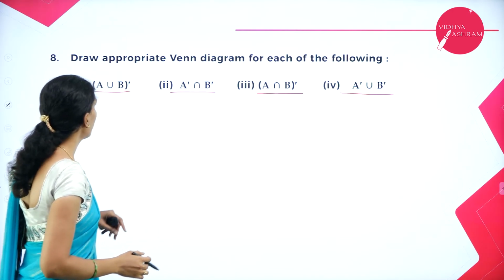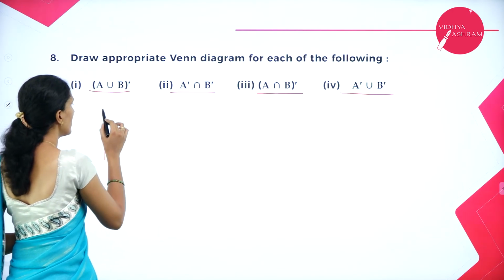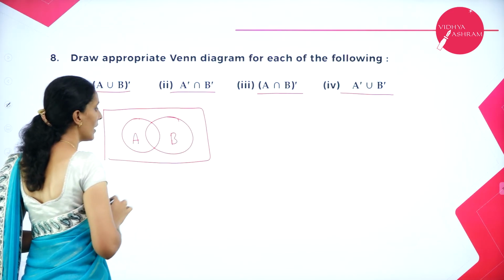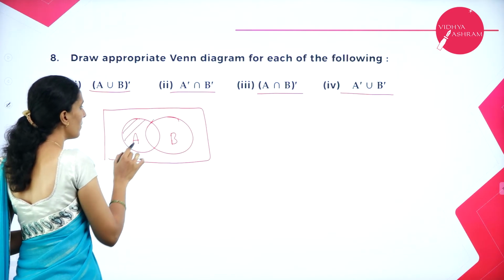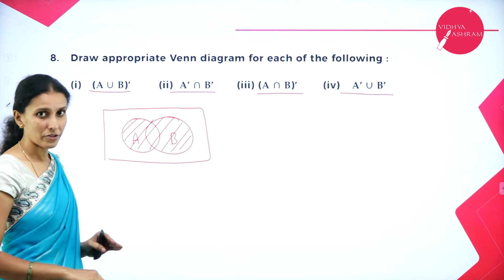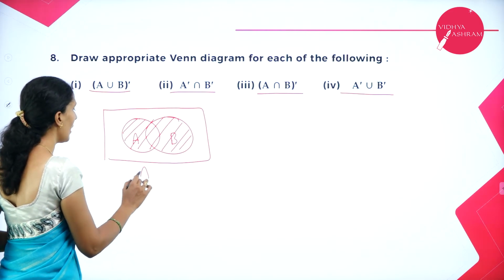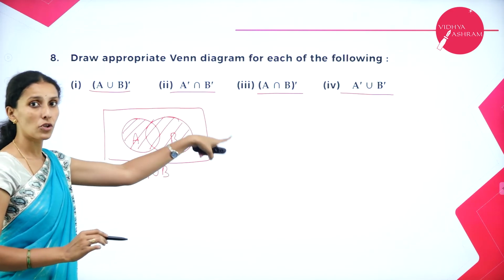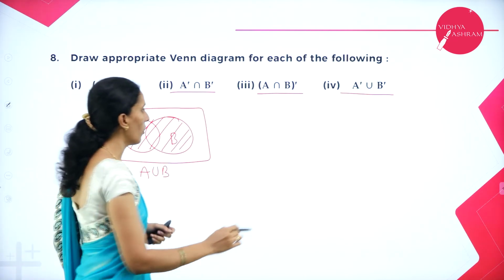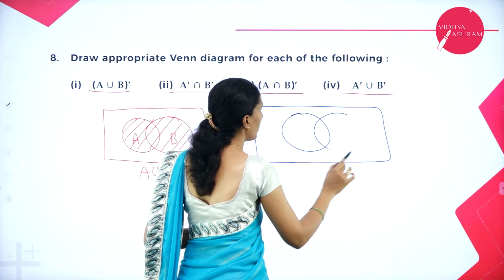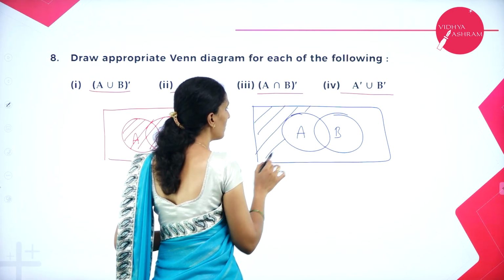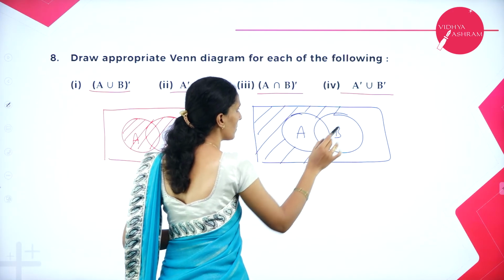So I'll draw for A union B. So this is your A union B. If this is your set A and this is your set B, A union B means all the elements from A and B. What does its complement represent? This is your A union B. Then its complement is the elements which are not in it, outside the circles. So it will be like this. If this is your set A and B, then the elements which are not in A and B, outside A and B.